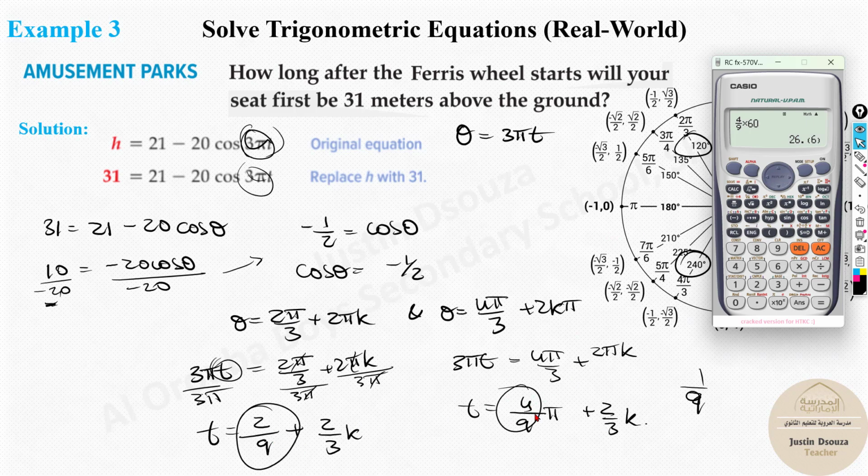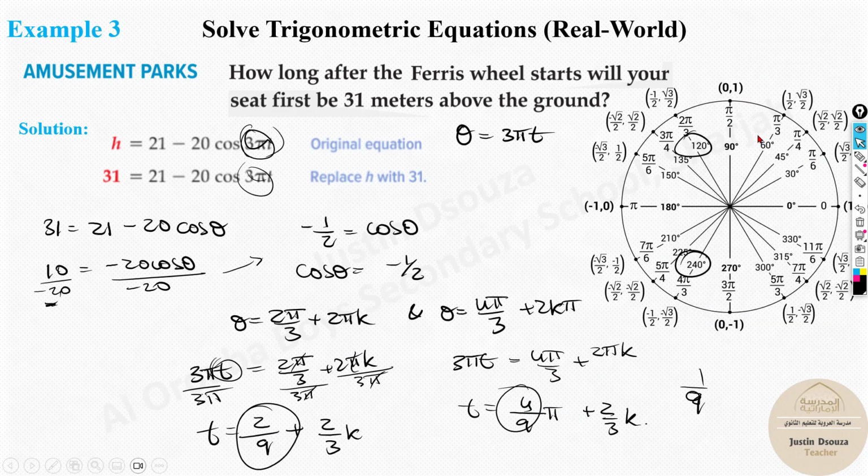If this is 13.33, this is 26.66. Now, that means every 13 seconds, you can see it passes through this particular height, 31. But we are not considering the higher value. We have to consider the low value. Why? Because imagine this is a Ferris wheel, the circle. Here you start. First time you will reach 31 meters in 13.33 seconds. So this is the correct answer.